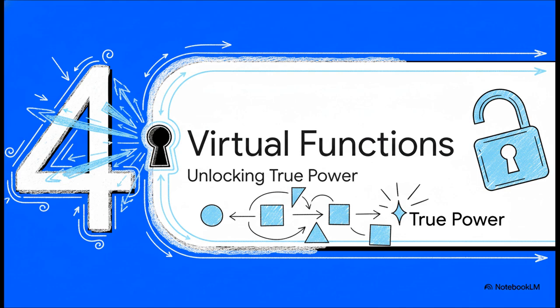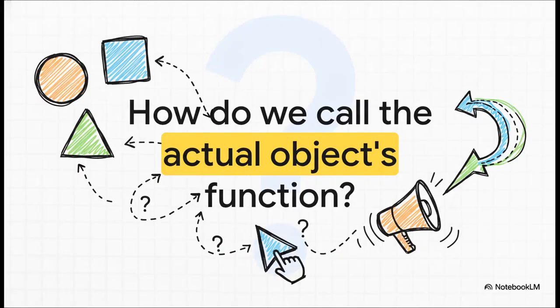So, how do we fix this? How do we get the behavior that we actually want? Well, the answer is in one single, incredibly powerful keyword that just unlocks everything. The question we have to answer is this: how do we tell the compiler, hey, hold on, don't make this decision now. I want you to wait until the program is running and then figure out what kind of object this pointer really points to and call that object's function. So, how do we do that?